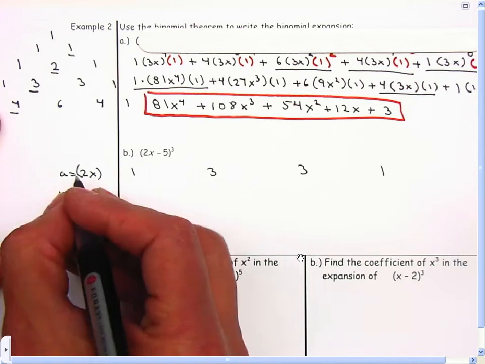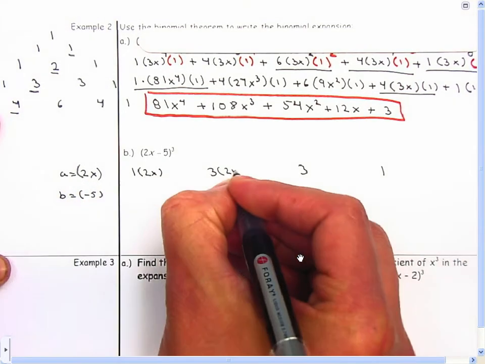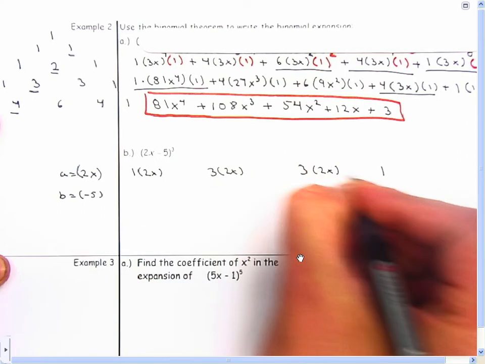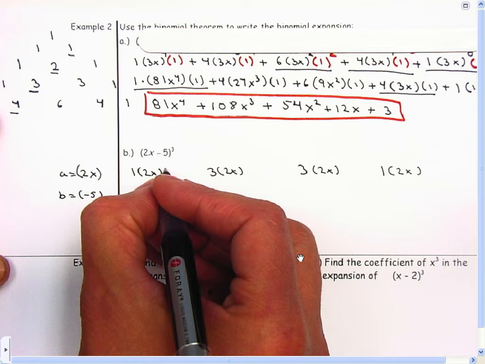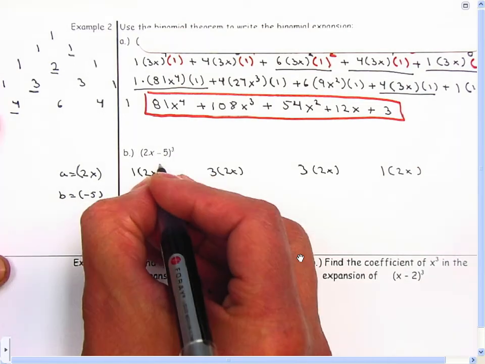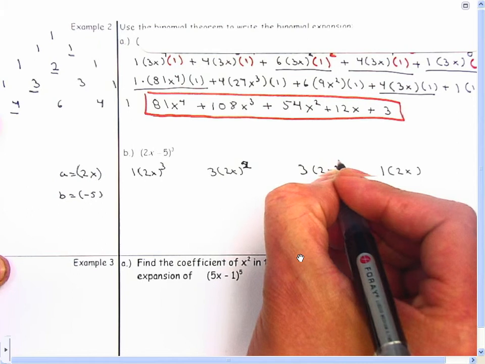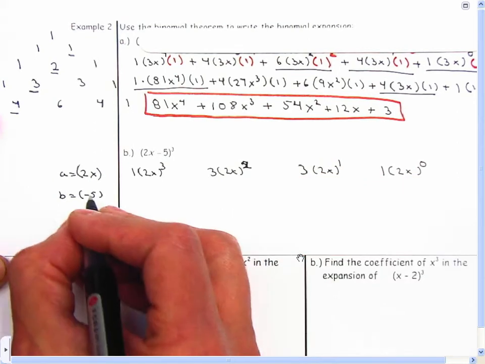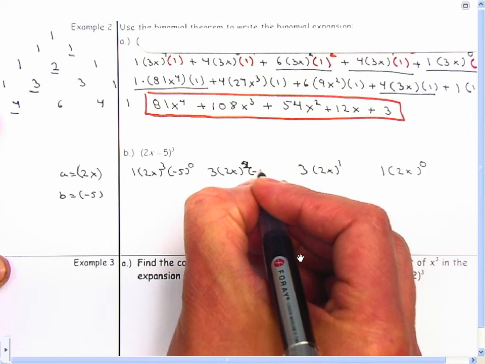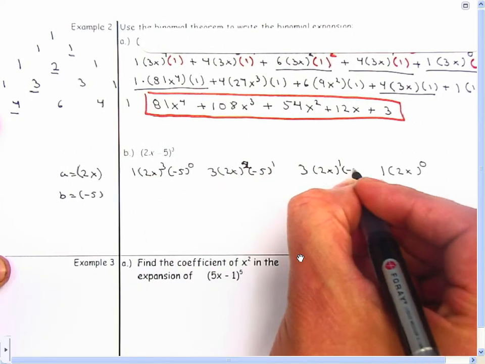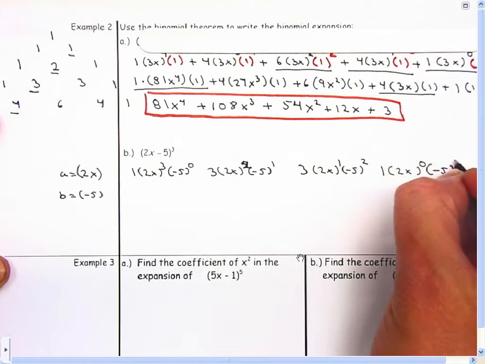So let's start with the value of A. That'll be 2x, 2x, 2x, and 2x. The exponents will be to the third, to the second, to the first, and to the 0. The value of B will be negative 5 to the 0, negative 5 to the first, negative 5 to the second, and last is negative 5 to the third.